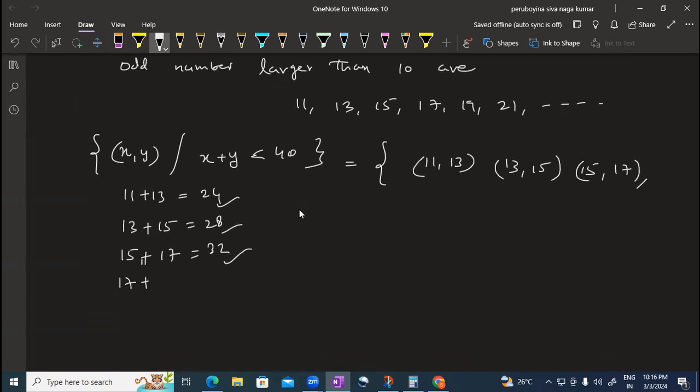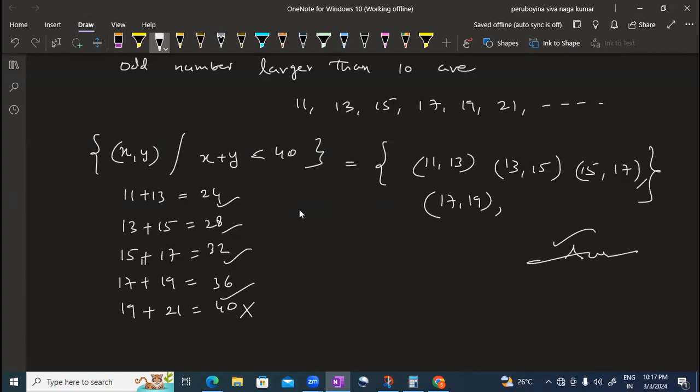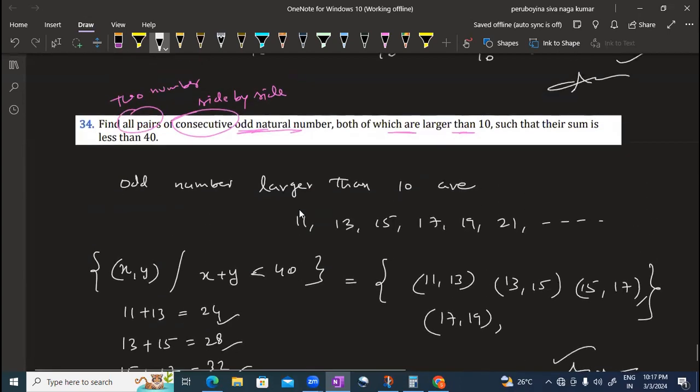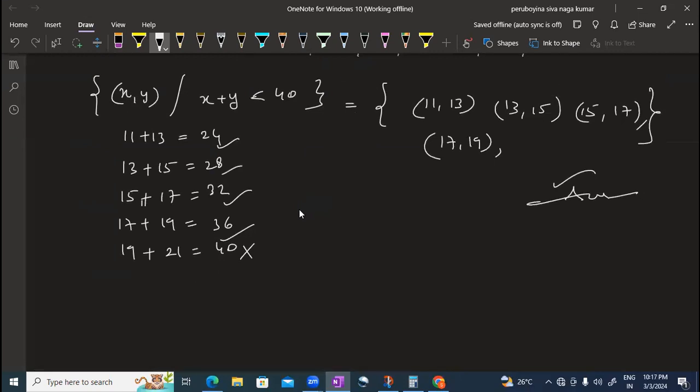Also next, try the next 17 and 19. 17 and 19 is 36. You can take this value also, 17 comma 19. Next 19 plus 21, which will be 40. 40 is not accepted because we have to select below 40 only, not exactly 40. So this will be the answer. Give this kind of description and you will get good marks.